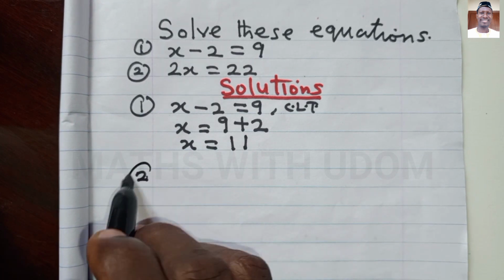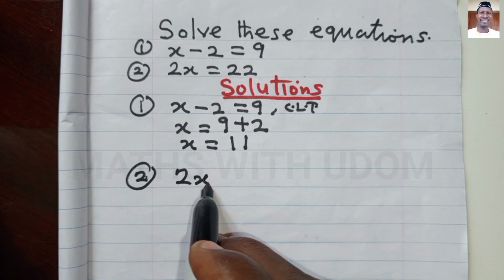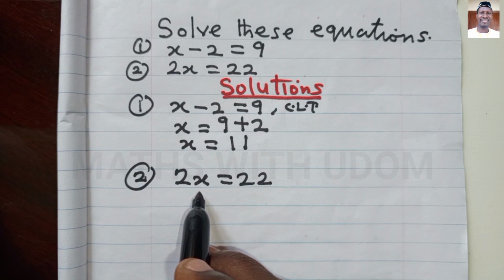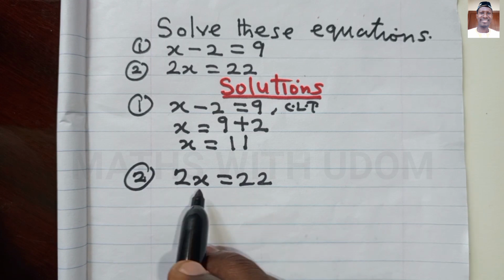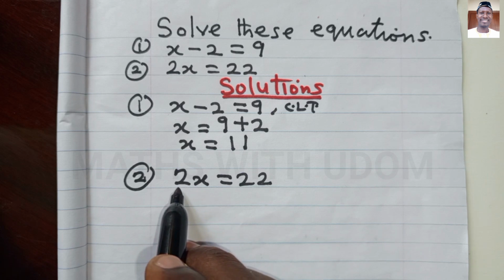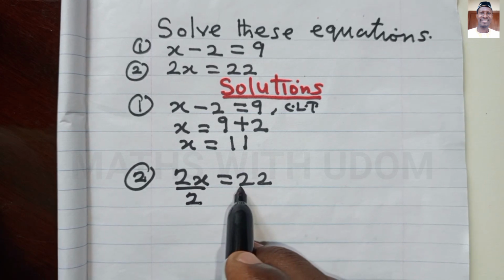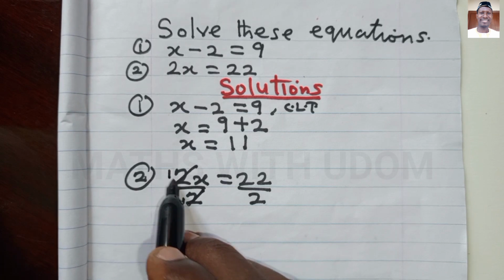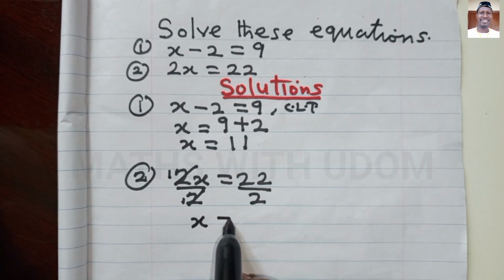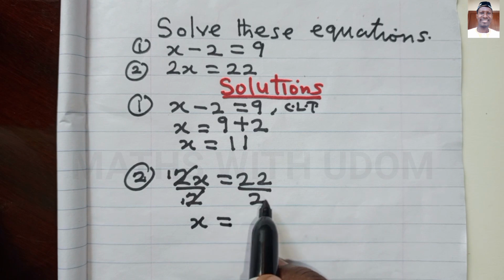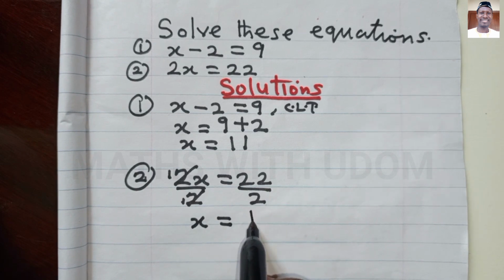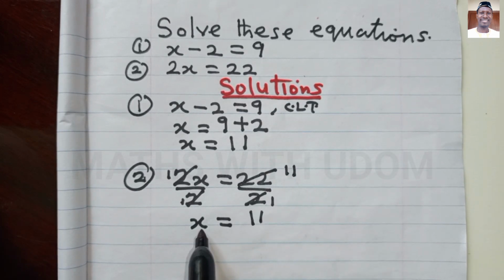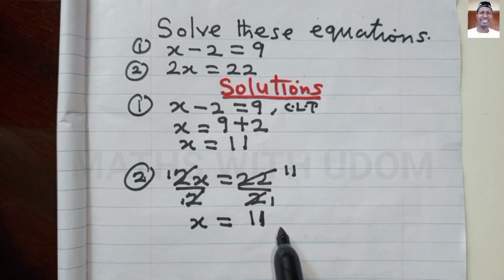Then the second one, number 2, we are asked to solve 2x equals 22. We are looking for the value of x. To solve this equation, we divide both sides of the equation by the coefficient of x, which is 2. Left hand side divided by 2, right hand side divided by 2. So 2 divided by 2 is 1. What is left here is x equals, now 22 divided by 2 will give us 11. So our answer is x equals 11. Thank you.